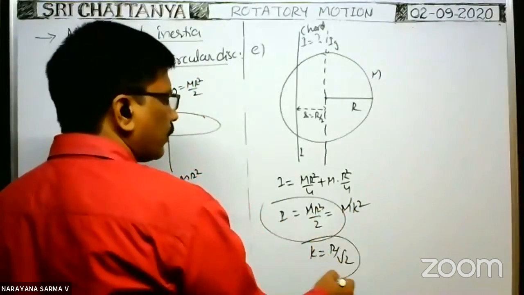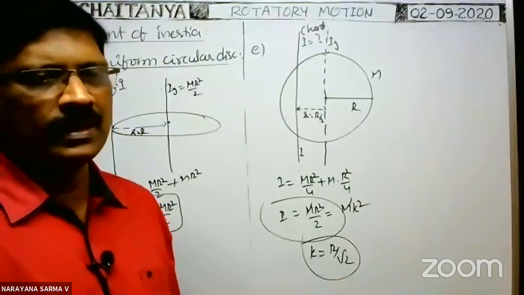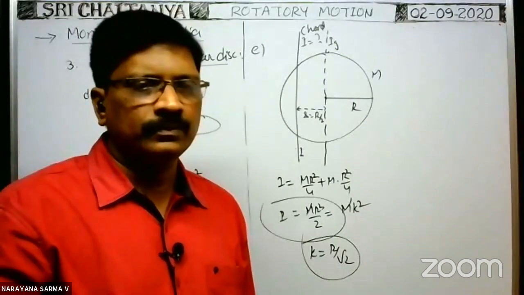Cancel. So k is equal to r by 2. It is the radius of gyration. Okay.